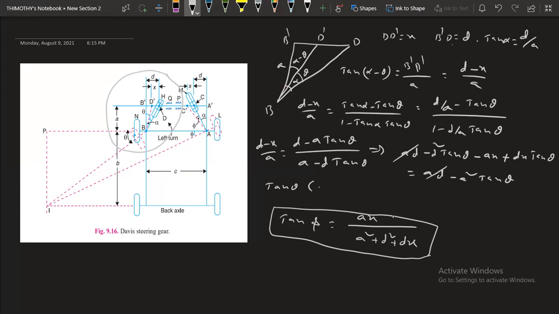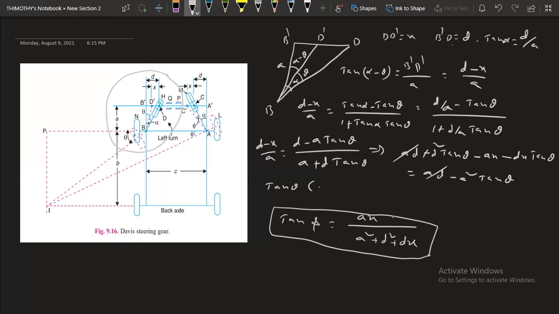Here, the formula for tan alpha minus theta is tan A minus tan B over 1 plus tan A tan B. It means here we have to take plus and not minus. So this is a plus, and here also plus. Then what I will get: AD plus D square tan theta, minus AX, minus DX tan theta is equal to AD minus A square tan theta.